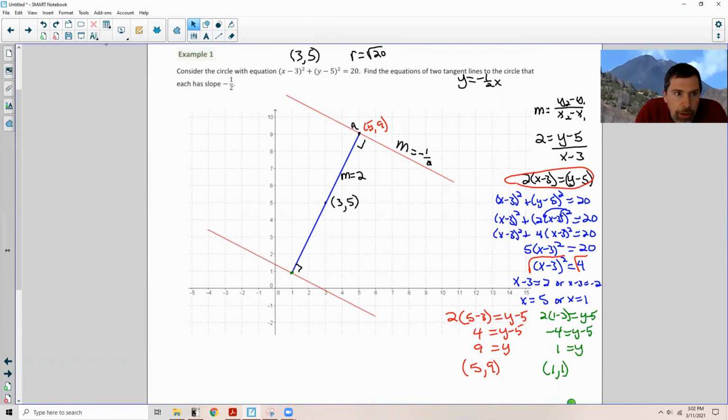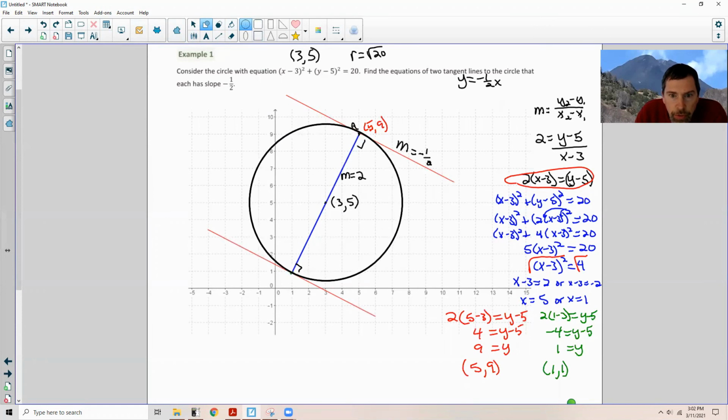Okay, and so now I'm going to put the circle in, but instead of using the compass, I'm just going to draw it like so. Okay, so there is my circle, centered at (3, 5), diameter of the square root of 20 times 2, if you will, because the radius was the square root of 20. So this is 2 root 20, the blue line. Endpoint of (5, 9), and an endpoint of (1, 1).